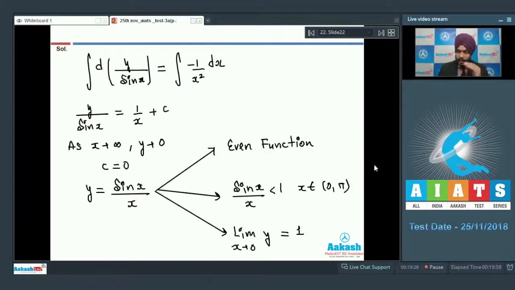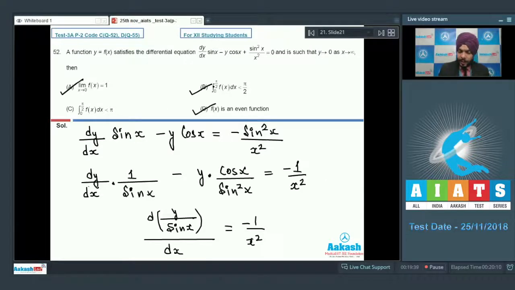So if I integrate this quantity from 0 to pi by 2, I'll get integral 0 to pi by 2 of sin x upon x dx less than integral 0 to pi by 2 of 1 dx, and that will be less than pi by 2. That means this option is correct. If a quantity is less than pi by 2, obviously it is less than pi. So ABCD is the final answer for this particular question. Let us move forward to the next question.